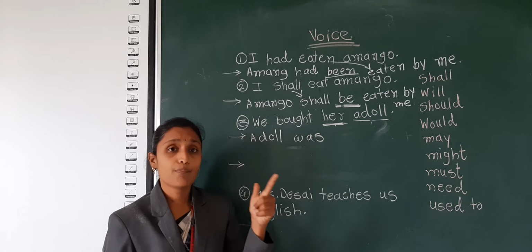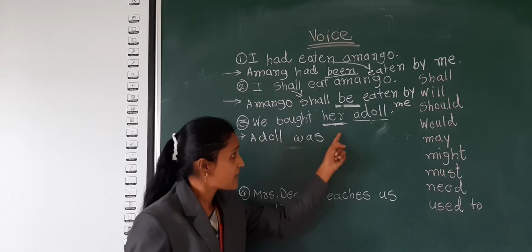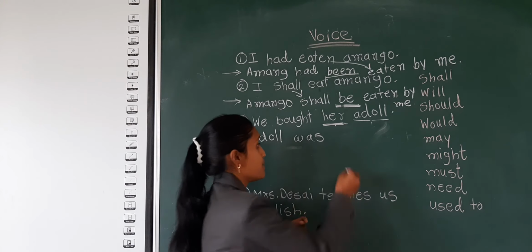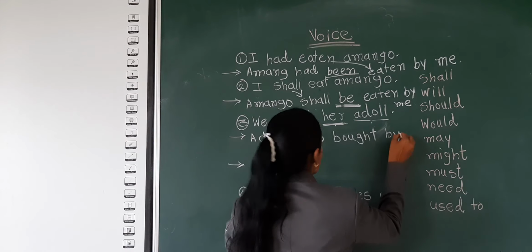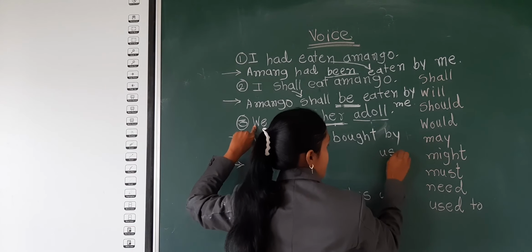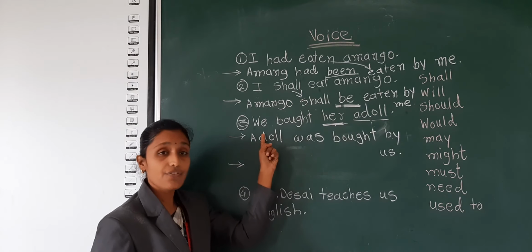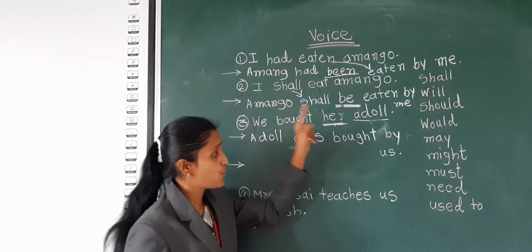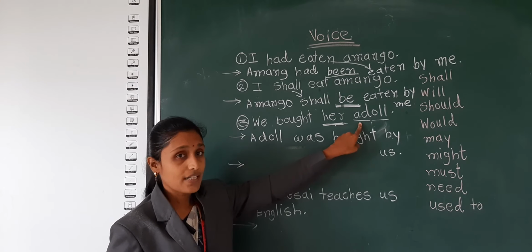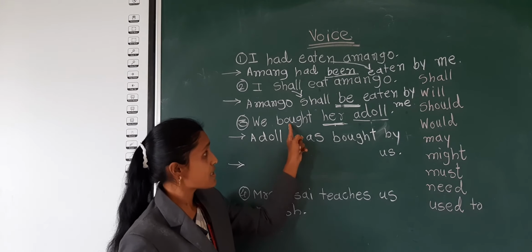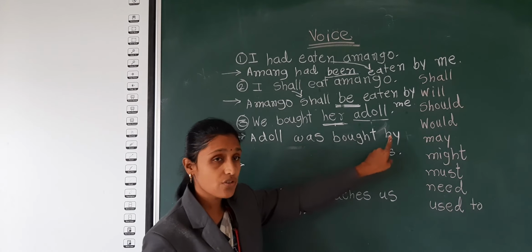Then "bought" is the past participle, so automatically it is copied down. Then the preposition by, then "us." Because here in the active voice we used "we," so we want to use "us." So first, with the direct object you start: "A doll was bought," because "bought" is the past form of the verb, "by us."